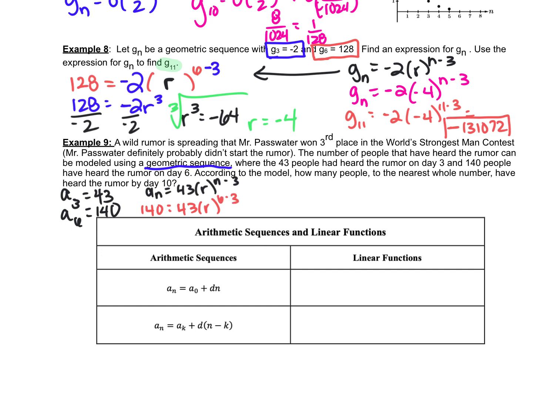So there again is an equation we need to solve. I have 140 equals 43 r to the third. R cubed is going to equal 140 over 43. Now, I don't know about you, but that does not divide real pretty. And we want to keep as much precision and accuracy for as long as possible. So my rate is actually the cube root of 140 over 43. And let me write that nicer. There's no law that says you can't have an ugly rate.